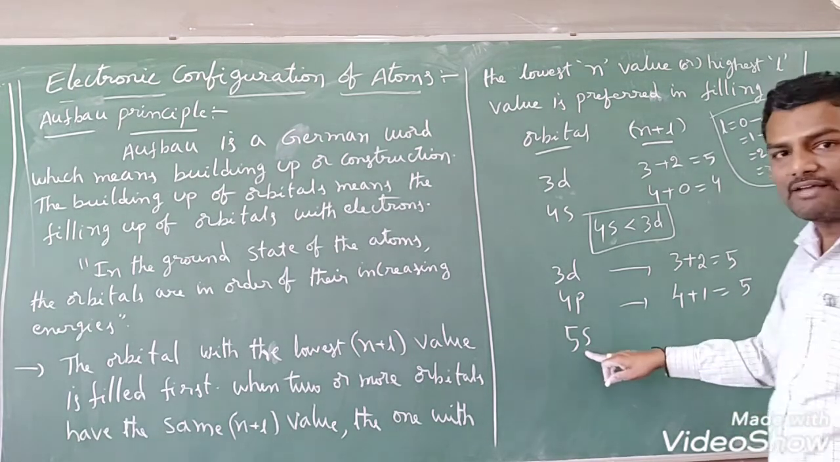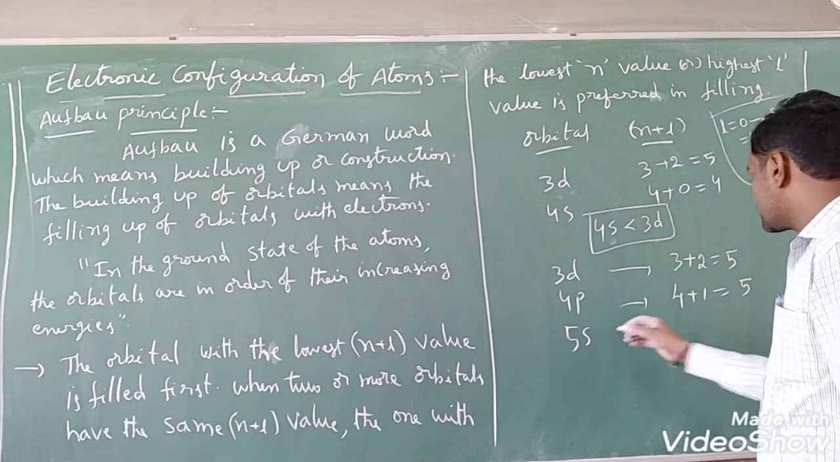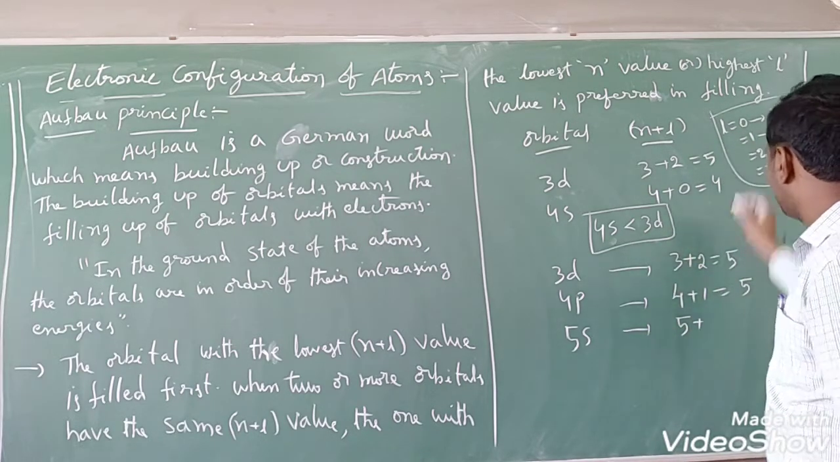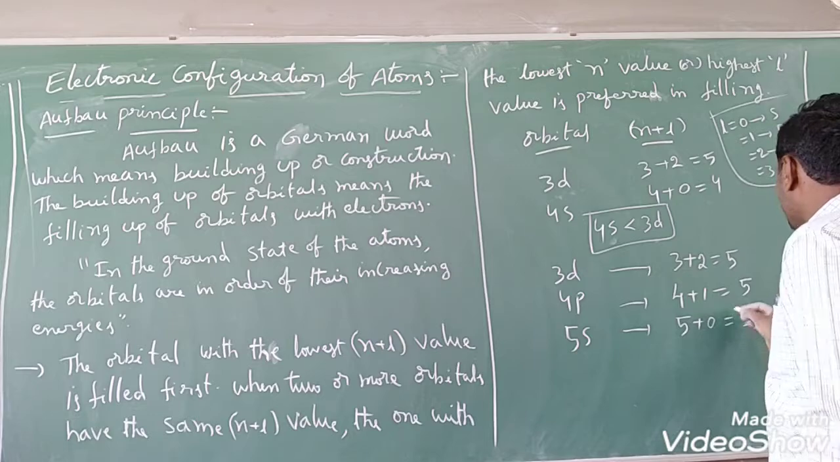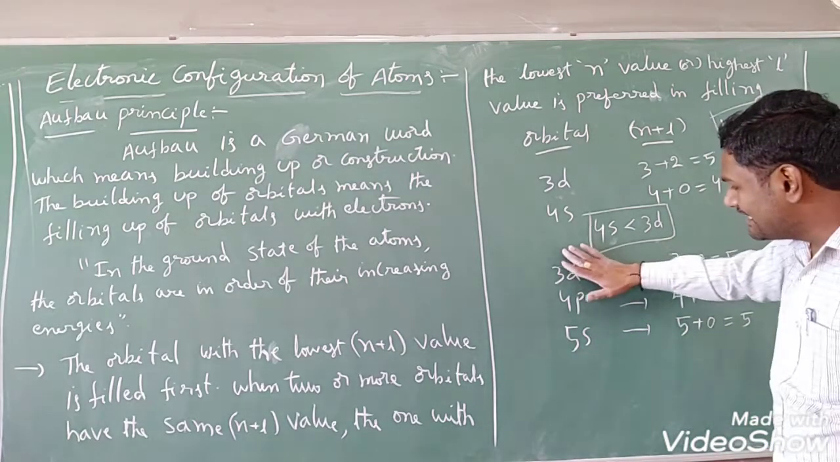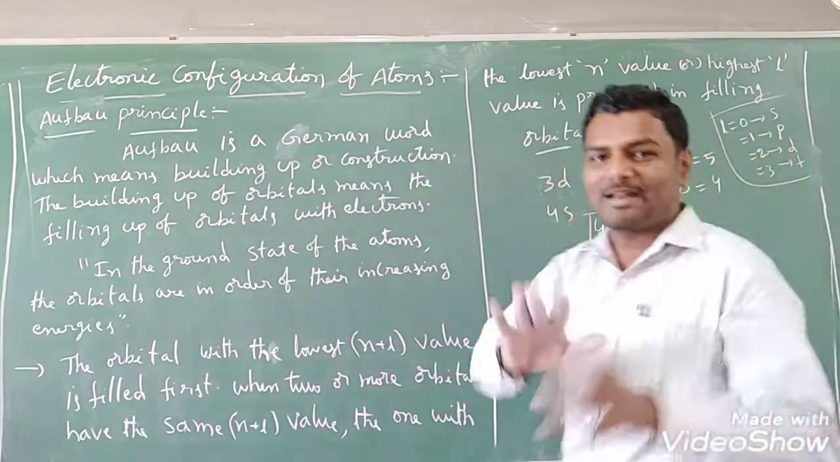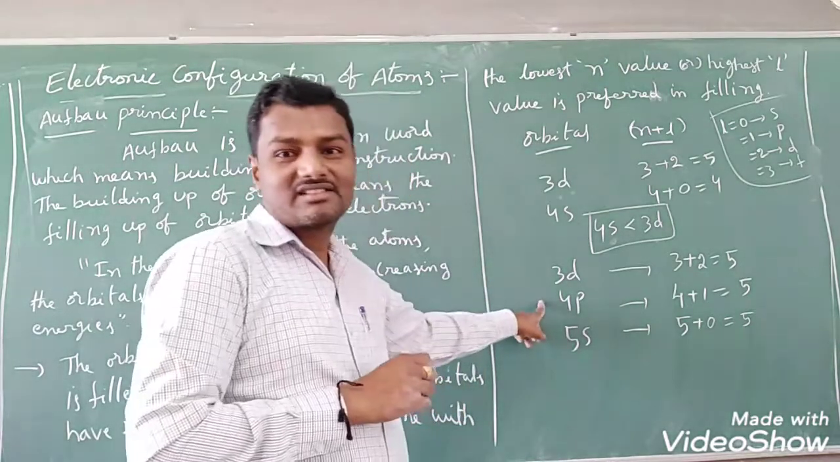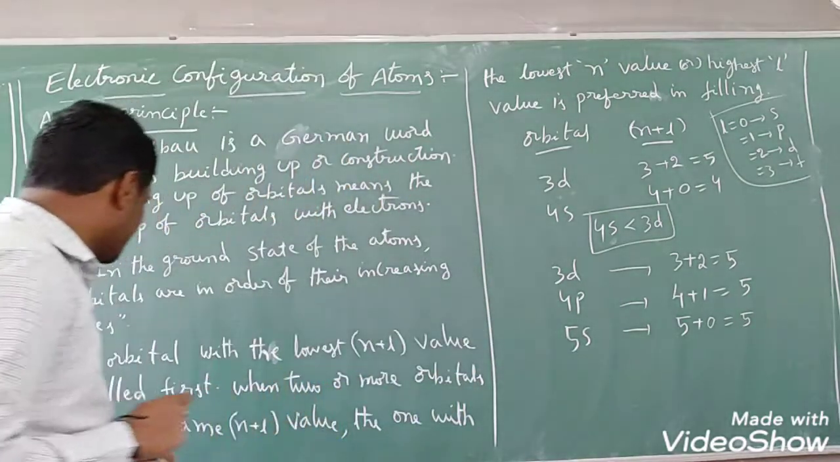In a similar manner, take the 5s subshell. In the case of 5s, what is the n value? 5. For the s subshell, what is the l value? 0. 5 plus 0, 5, students. So see that 3d, 4p, 5s possess the same n plus l value. Then how do we enter the electrons in such cases? See, that only I am going to tell you.